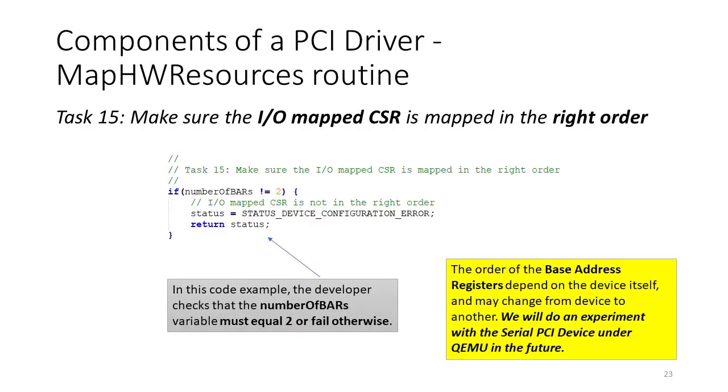Task number 15, make sure the I/O mapped CSR is mapped in the right order. In this code example, the developer checks that the number of bars variable must equal 2, or fail otherwise. The order of the base address registers depends on the device itself, and may change from one device to another. We will do an experiment with the serial PCI device under QEMU in the future.